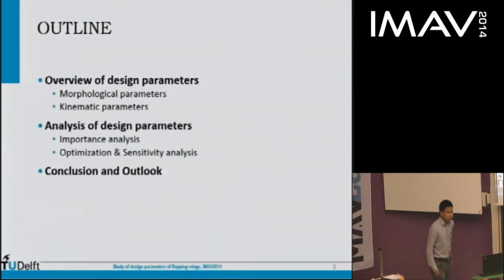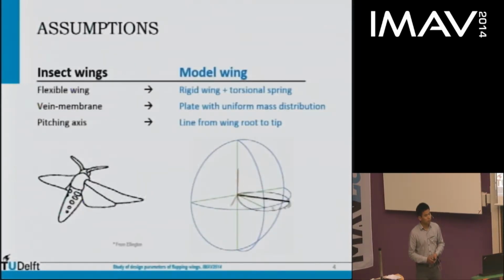This presentation is outlined as follows. The first part is the overview of design parameters, which include the morphological parameters and the kinematic parameters. The second part is the analysis of these design parameters, which includes the importance analysis, optimization, and sensitivity analysis. At the end, I will introduce the conclusion and outlook.